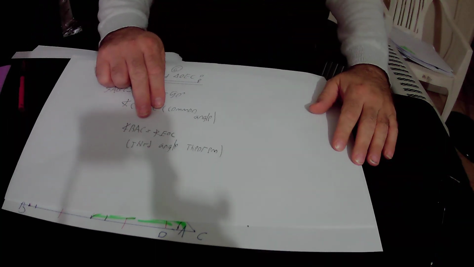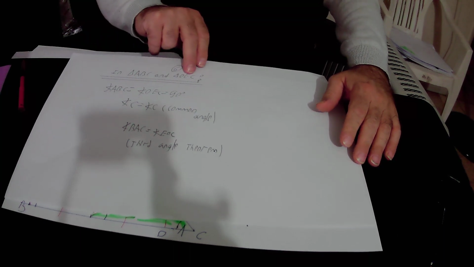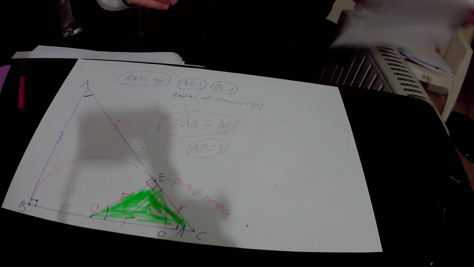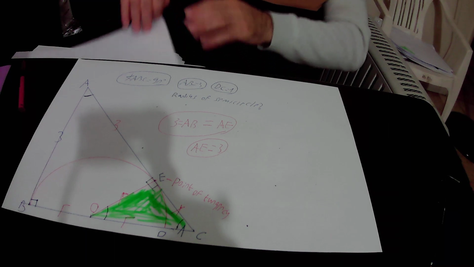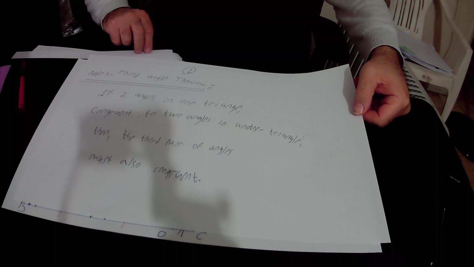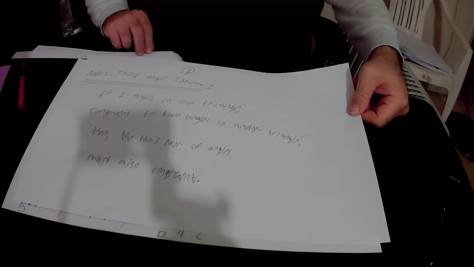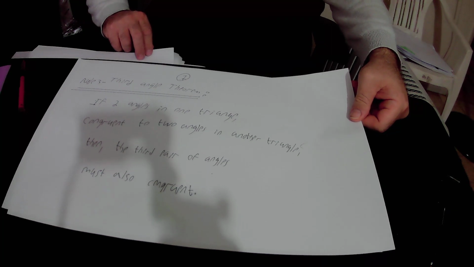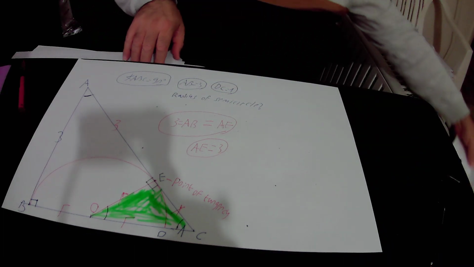Again, angle BAC in triangle ABC equals angle EOC in triangle OEC according to the third angle theorem. So what is the third angle theorem? The third angle theorem states that if two angles in one triangle are congruent to two angles in another triangle, then the third pair of angles must also be congruent.